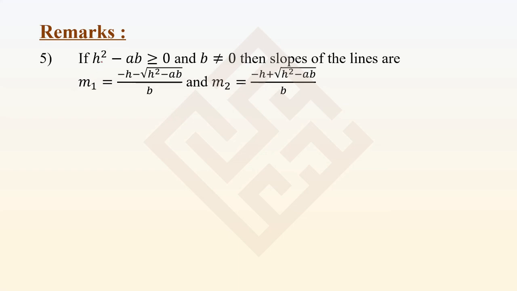Next is if we have h square minus ab is greater than or equal to 0 and b is not equal to 0, then slope of the lines are given by m1 is equal to minus h minus root of h square minus ab divided by b and m2 is equal to minus h plus root of h square minus ab divided by b. अब ये हमने देखा था जब हमने ये theorem prove किया.